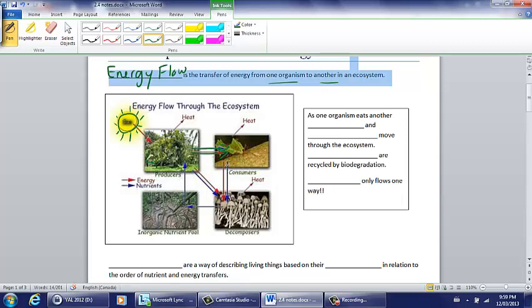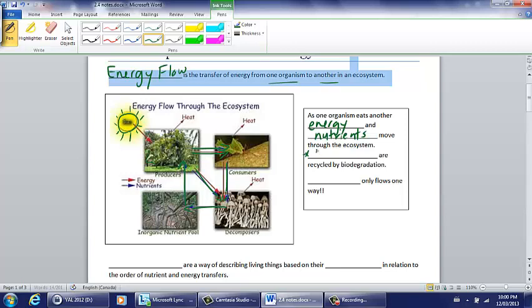Consumers will eventually die, and producers will eventually die, and their energy will flow to decomposers. Decomposers will break down the chemical bonds and return the nutrients that were contained in those organisms to the nutrient pool, and then those nutrients can be taken up again by producers. As one organism eats another, energy and nutrients flow through the system.